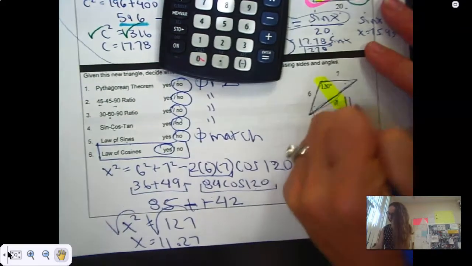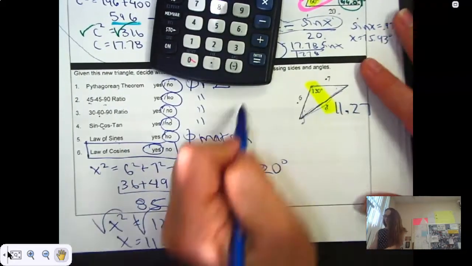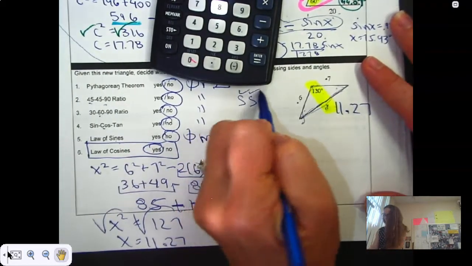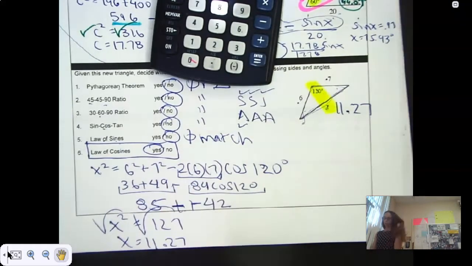So now this is 11.27. So I found the side, the side, the side. So side, side, side, done, done, done. I found one of the angles, but I still have to find the other two. How could I find the other two?